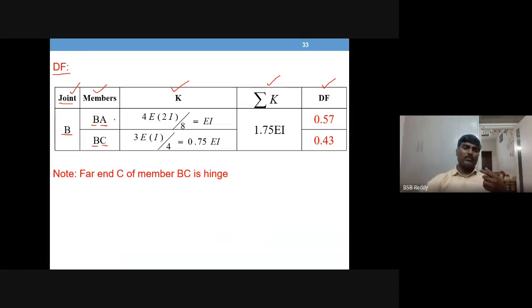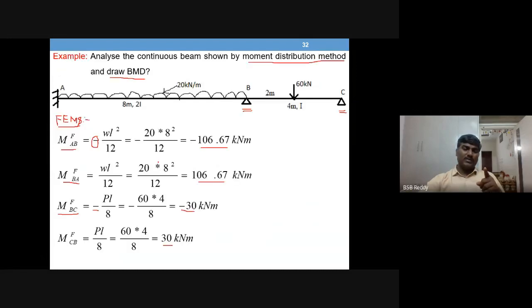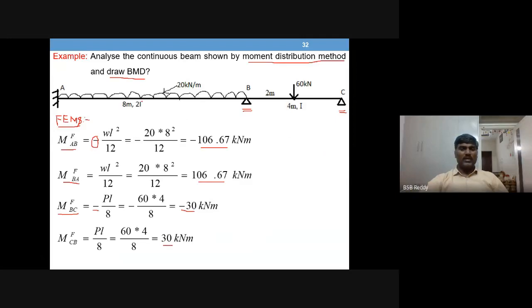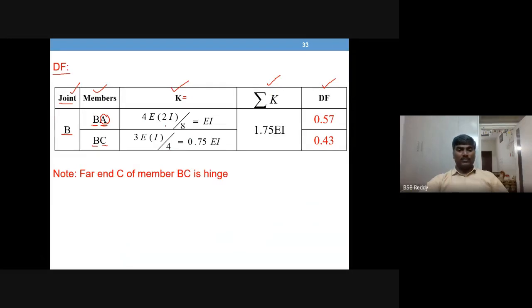Okay. So for member BA, the stiffness formula will be, when you see BA, A is far end, A is fixed. Okay. So this is far end fixed case. Far end fixed case, what is the stiffness value? 4EI by L. So I is 2I for AB, L is 8. So 4EI by L, and this is the value.